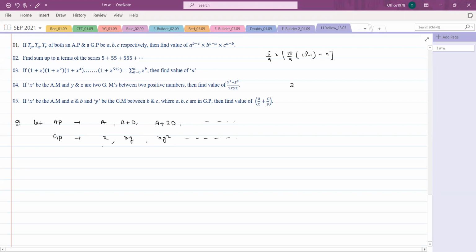What is the pth term of GP? GP का pth term क्या है? x into y raised to p minus 1. TP of GP x into y raised to p minus 1. TQ x into y raised to q minus 1. TR x into y raised to r minus 1. And it is given C. This one given B. This one given A.